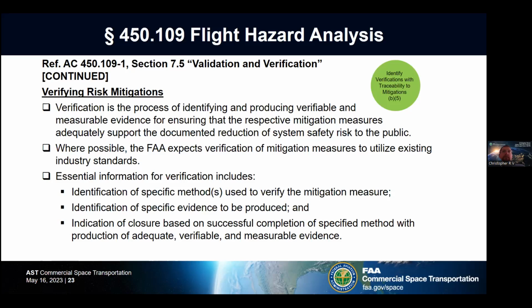Essential information for verification includes identification of specific methods used to verify the mitigation measure, identification of specific evidence to be produced, and an indication of closure based on successful completion of the specified method with production of adequate, verifiable, and measurable evidence.